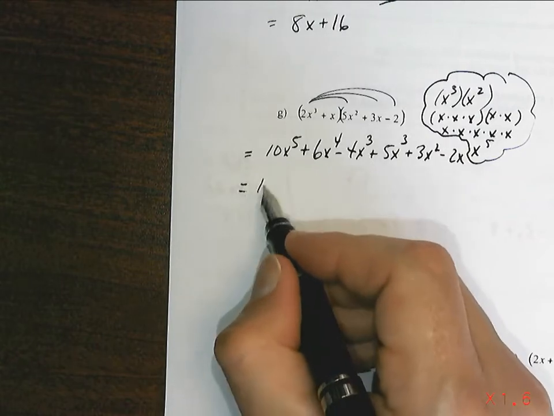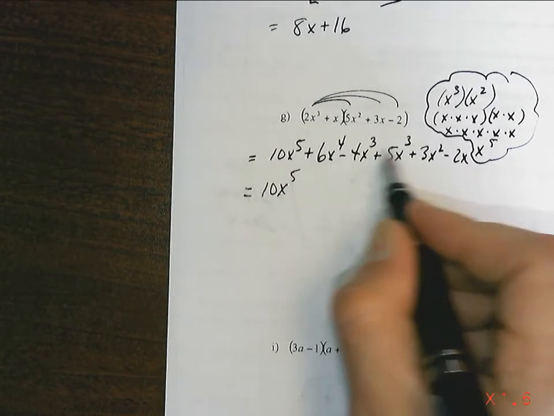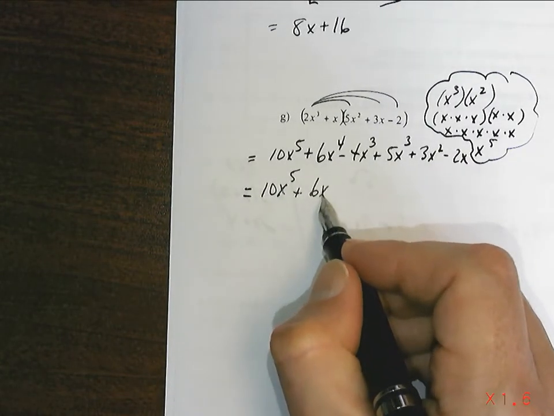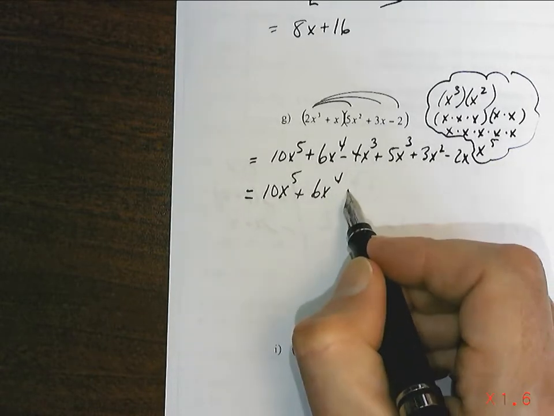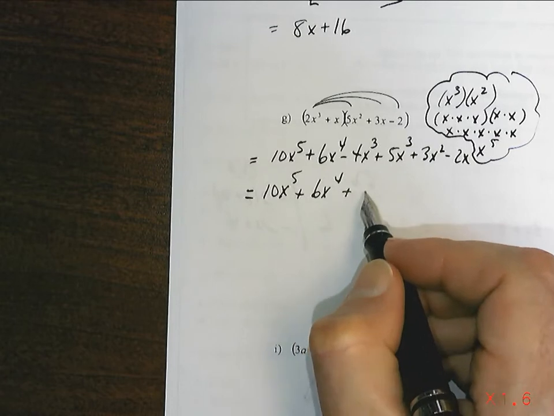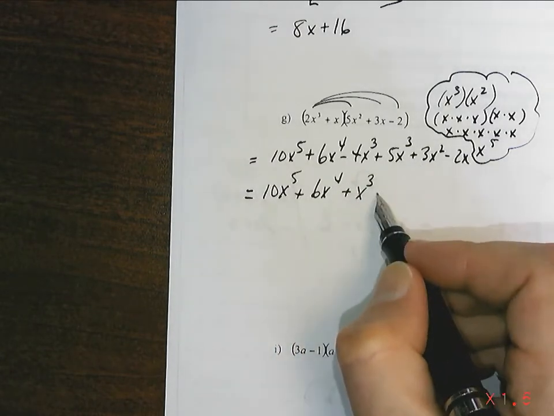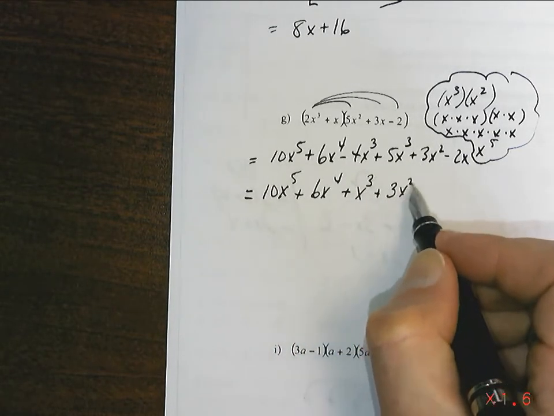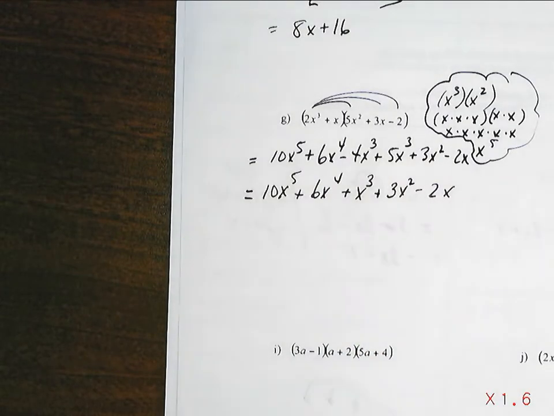All right, there's no other x to the 5, so they stay alone. There's no other x to the 4s, so they stay alone. However, I've got negative 4x cubeds and 5x cubeds, so I guess that's just going to be 1x cubed. And I've got 3x squareds, and I got 2x, and we're done.